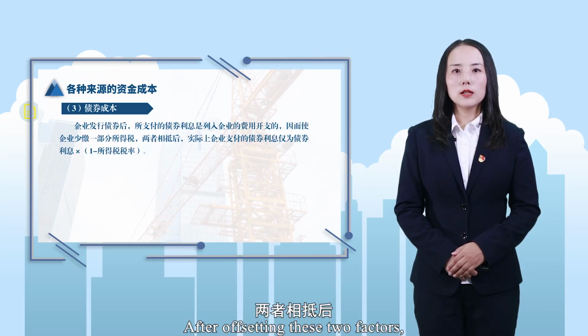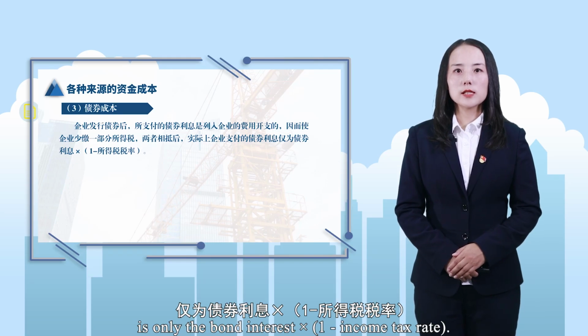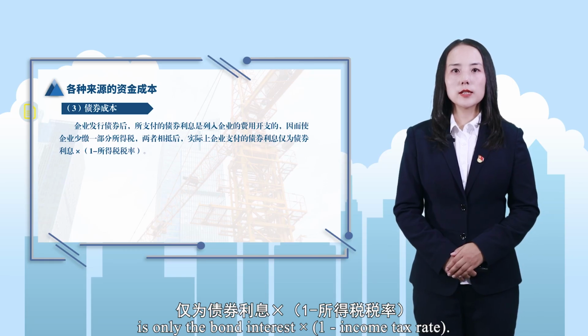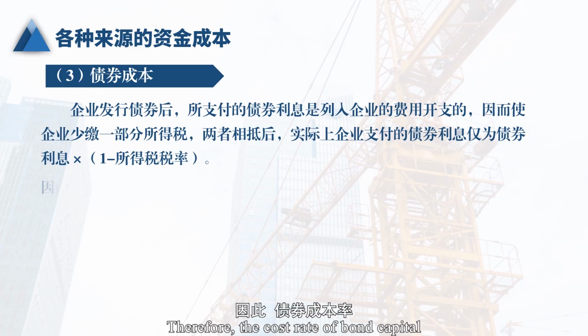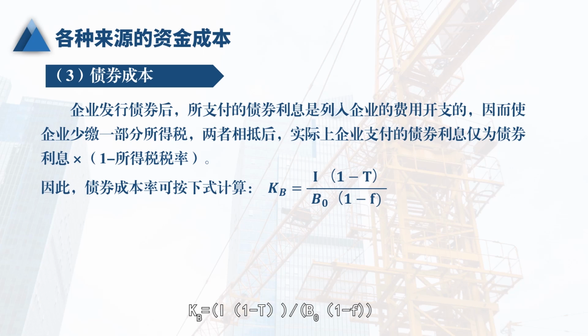After offsetting these two factors, the actual interest paid by the company on the bonds is only the bond interest multiplied by (1 minus the income tax rate). Therefore, the cost rate of bond capital can be calculated using the following formula. K_B = I × (1 - T) / [B_0 × (1 - F)].